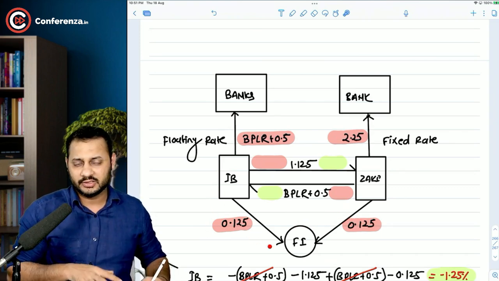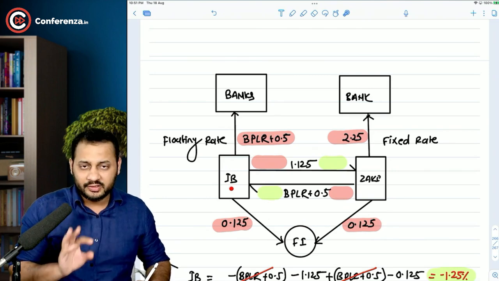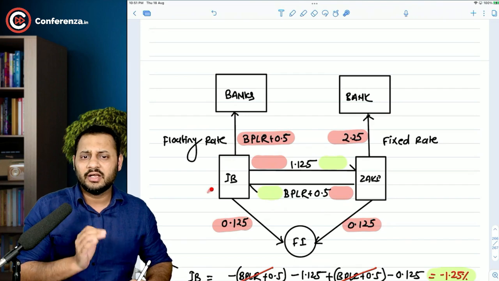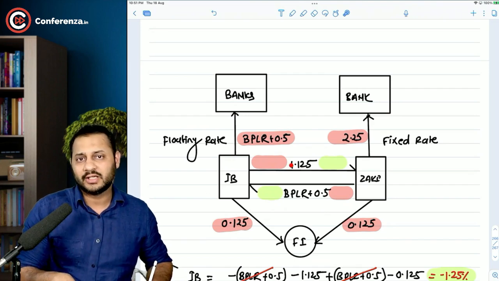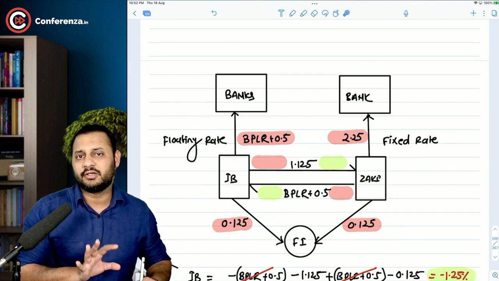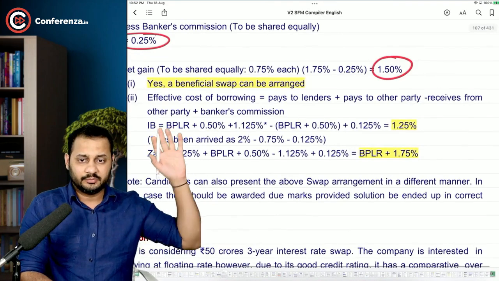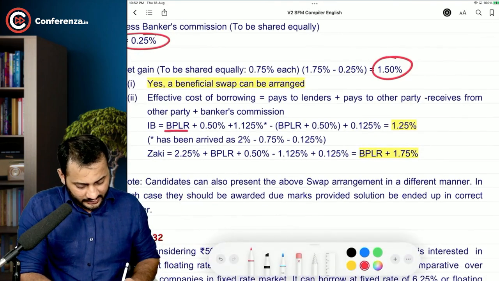Once you paid this much, you didn't want the floating rate. Third step, you paid the floating, receive it back. The only thing left will be this much, where you have to do the calculation. Otherwise, everything is sorted. So this is how the question has been presented. It's very simple, sir. BPLR plus 0.5.